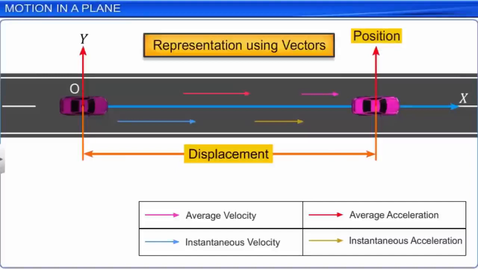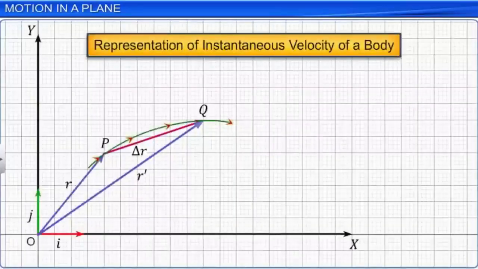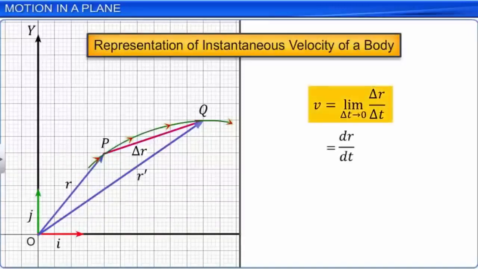Next, let's discuss the representation of instantaneous velocity or velocity of a body using vectors. Consider the same body moving along a curve in the xy plane. Instantaneous velocity or velocity is limit delta t tending to 0, delta r by delta t, which is equal to dr by dt. Let us conceptualize this limiting process.